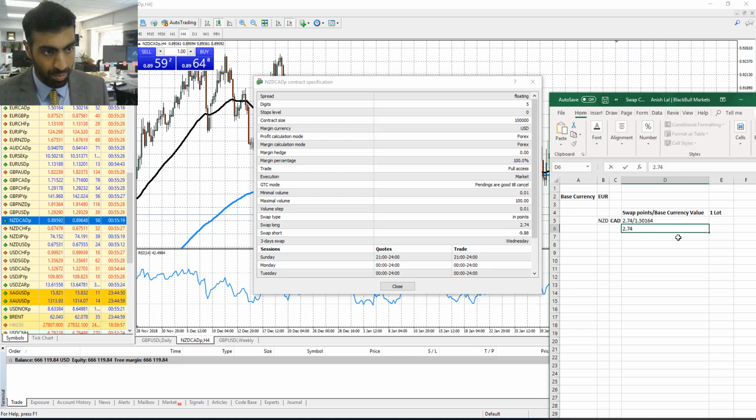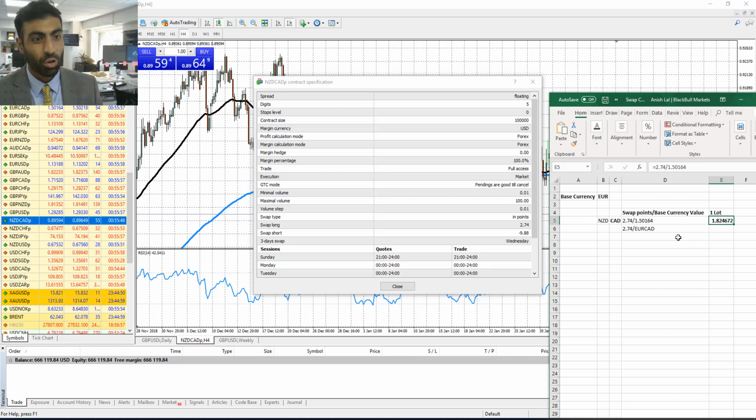So we can illustrate it a bit better here. Let's do 2.74 divided by euro CAD, as euro is your base currency. So the actual maths for one lot equals 2.74 divided by 1.50164. You will be credited into your account €1.82 if we take it to two decimal places. So that's how it works for long positions.